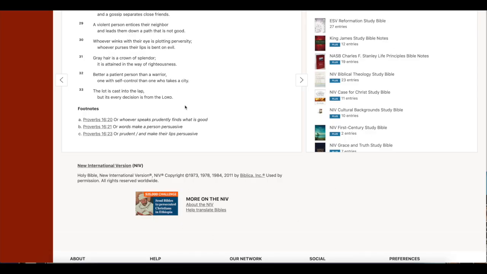Proverbs chapter 16, verse 31. Gray hair is a crown of splendor, and it is attained in the way of righteousness. I agree with that, man. Can't wait to get them gray hairs, right?